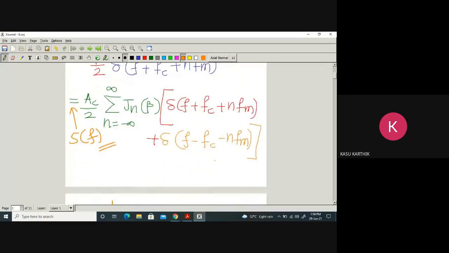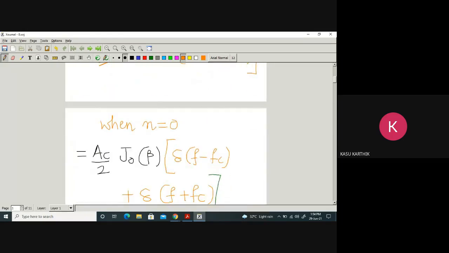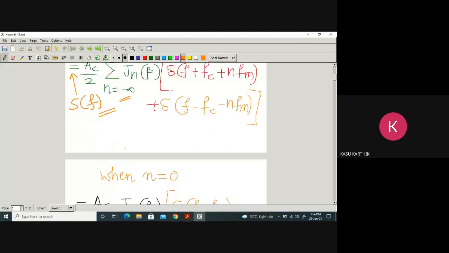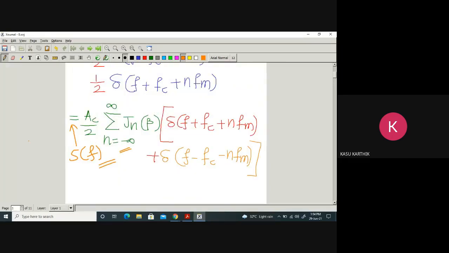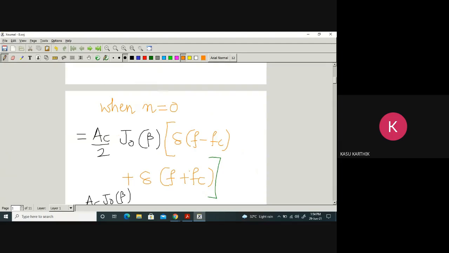Now, this is finally the Fourier transform of the above signal. Now here, you can vary n value from minus infinity to plus infinity. Suppose if n equal to 0 in this expression, then what happens? For n equal to 0, Ac by 2, J naught beta, and the delta arguments become 0. So what do you get? Ac by 2, J naught beta, delta of f minus fc plus delta of f plus fc.